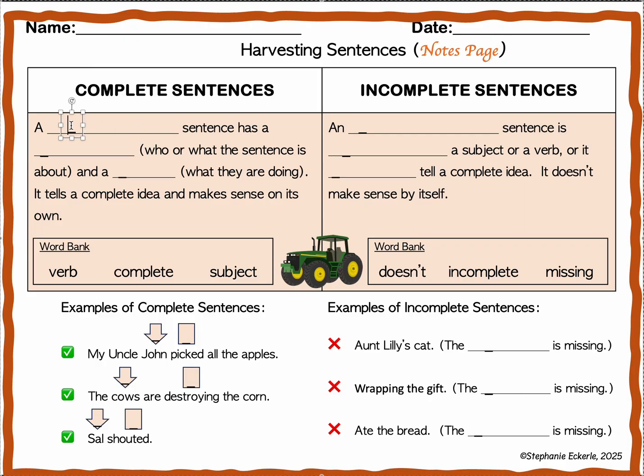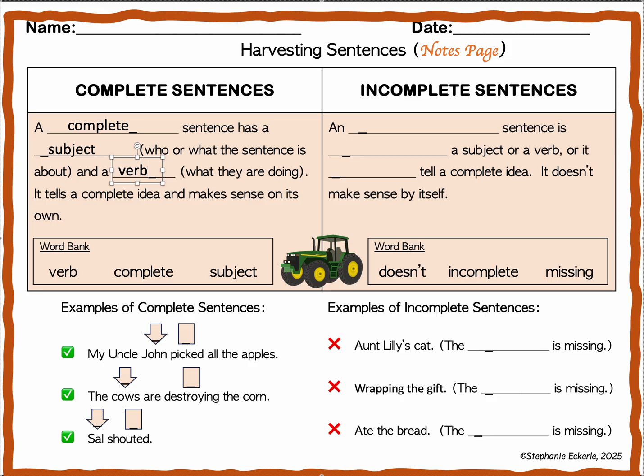A complete sentence has a subject, who or what the sentence is about, and a verb, what they are doing. It tells a complete idea and makes sense on its own. Let's look at some examples of complete sentences.